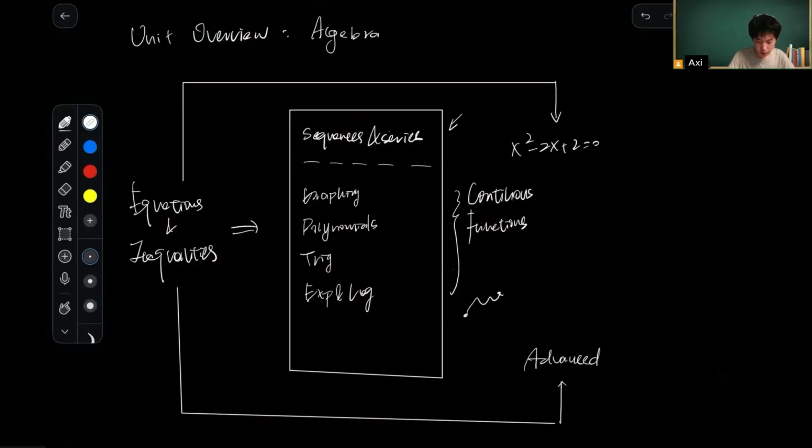However, for sequences and series, I treat these as functions as well. However, they are discrete functions. For instance, a sequence can be denoted as a of x, where this simply refers to the x-th term. Similarly, a series can be s of x. So that is the logic behind this unit.